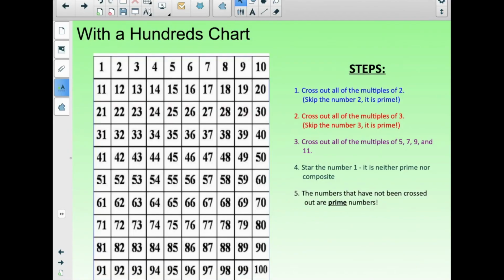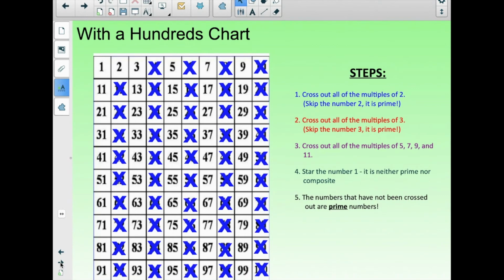When you're using a hundreds chart to determine if a number is prime or composite, there are 5 steps that you have to follow. The first step is to cross out all the multiples of 2. Remember to skip the number 2 because it is prime. So I went ahead and crossed out all the multiples of 2. If you notice, every even number is crossed out on the hundreds chart except the number 2.